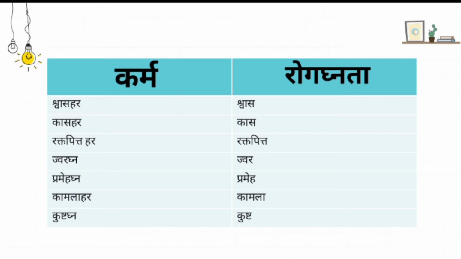Jwaraghna, as it has Tikta Rasa, and an antipyretic property is also there in Vasa, that's why it is Jwaraghna. Pramehaghna, as Vasa has a hypoglycemic action. So it considerably decreases the amount of glucose in the blood of a diabetic patient. So it controls diabetes and acts as a pramehaghna. It is a very good hypoglycemic agent. Then Kamalahara, that is jaundice and so on. Why is it Kamalahara and how?